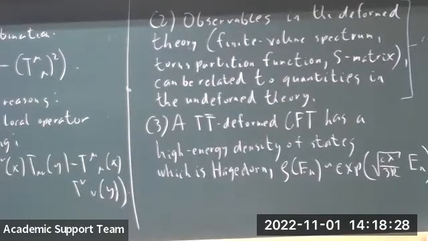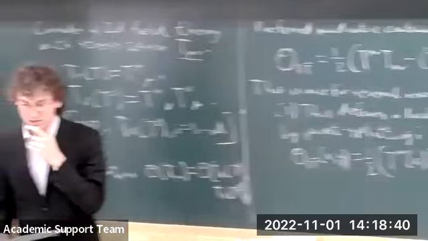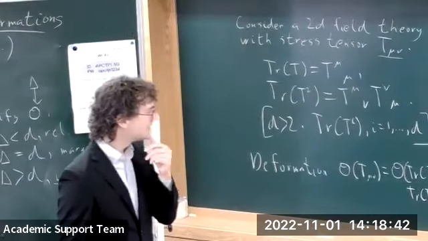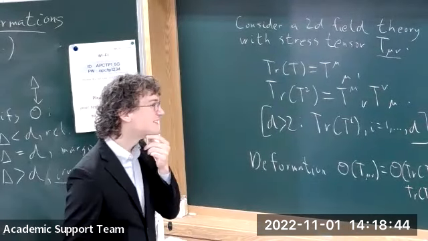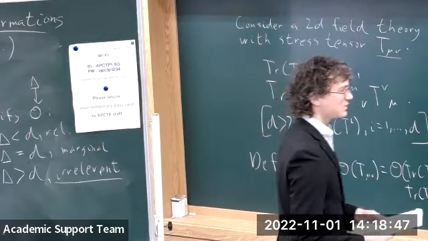So a TT bar deformed conformal field theory is a somewhat strange object. We began with something like a field theory or a CFT, and we've deformed by adding some integrated local operator of this form, and somehow ended up with something that looks more like a string theory, which is kind of bizarre. Bizarre and interesting. It's a hint that there's something nice about this.